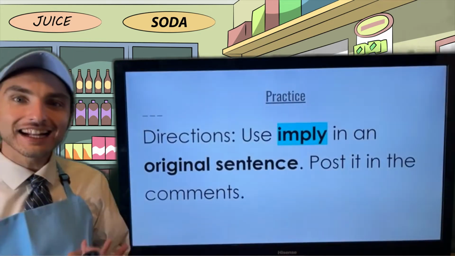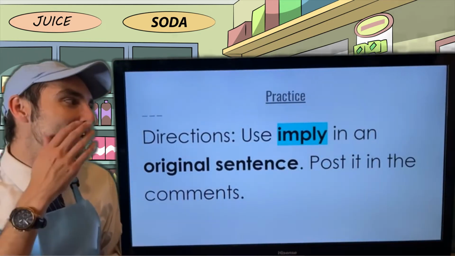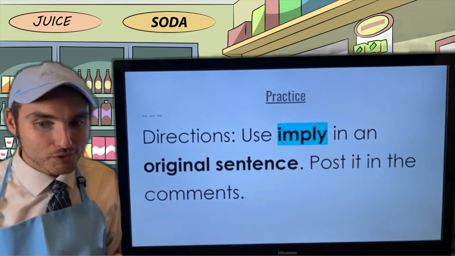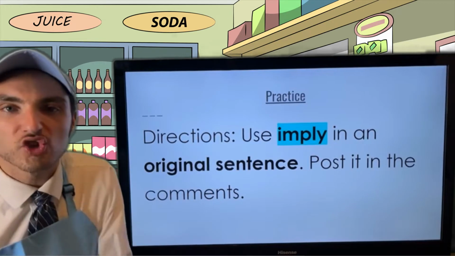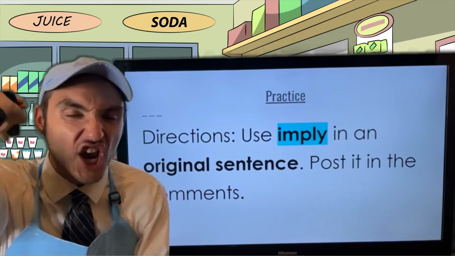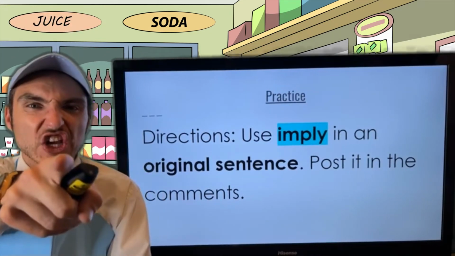Grammar goodies, how did it go? I don't want to imply the notion that you did well. I want to directly state it and say, you crushed it!